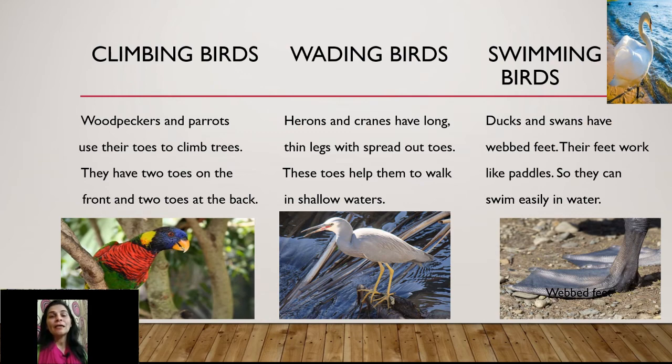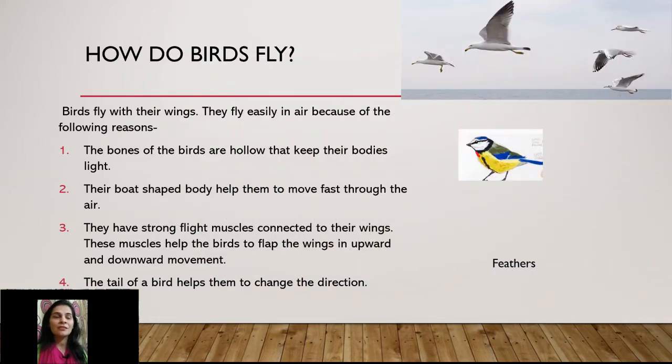Swimming birds, ducks and swans have webbed feet. Their feet work like pedals, so they can swim easily in water. As you can see in the picture, the skin of the swimming bird's feet, they are joined with the claws, so they behave like paddles. That's why they can swim easily in water. Okay, these are the different types of birds. They are having different types of feet.